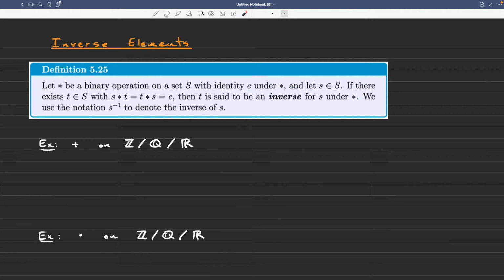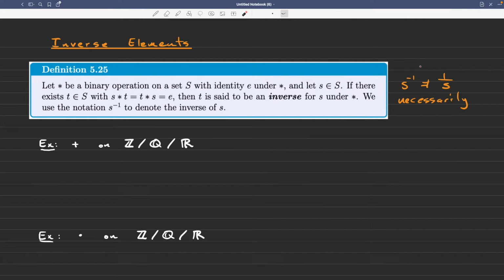I want to emphasize that s inverse does not necessarily equal 1 over s. In some cases, it can mean that. If we're talking about multiplication, 1 over s actually is the multiplicative inverse. But if we're talking about addition, then 1 over s is not the inverse. So we only use that notation s to the -1 generically, when we're talking about some generic operation and we want to talk about inverses. We have to be more careful with specific operations, because that notation may not make sense in specific situations.